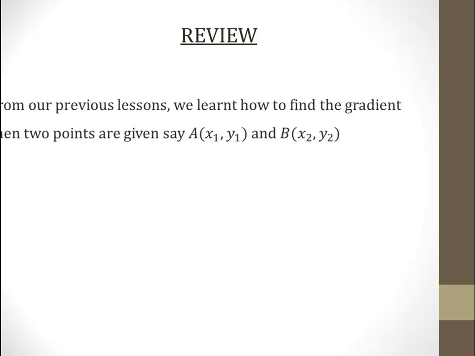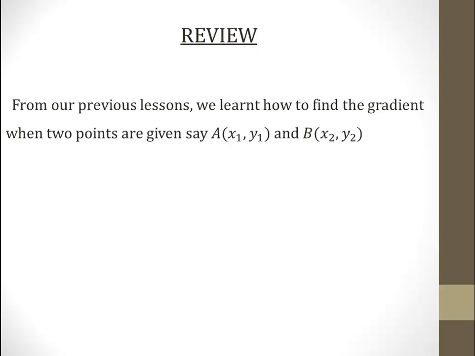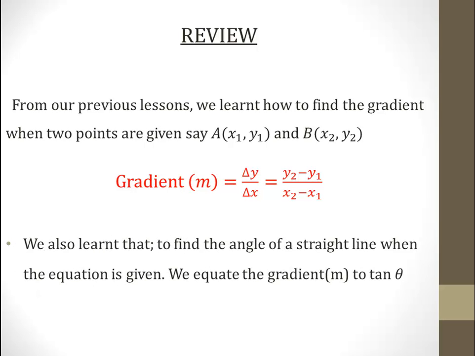So let's look at our previous lesson. With our previous lessons, we learned how to find the gradient when 2 points are given. And then we said gradient, which is m, equals change in y over change in x. And then we also learned how to find the angle of a straight line when the equation is given. That is, we equate the gradient to tan theta, giving us tan theta equals m.